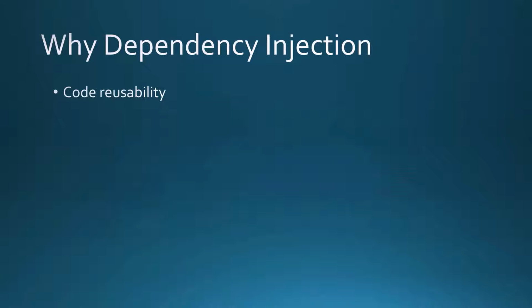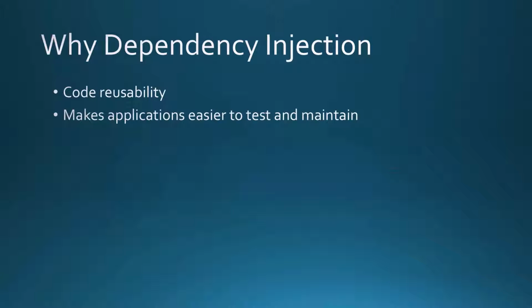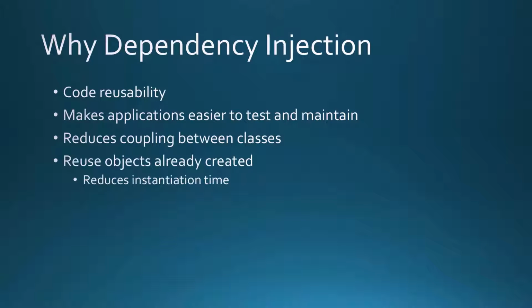So why do we use dependency injection? Well, code reusability. It makes our applications easier to test and maintain. It reduces the coupling between classes. A big one is it reuses objects that have already been created. This reduces the instantiation time every time a new route gets called, because it's just grabbing an object that's already been created and it's just living in that service container.